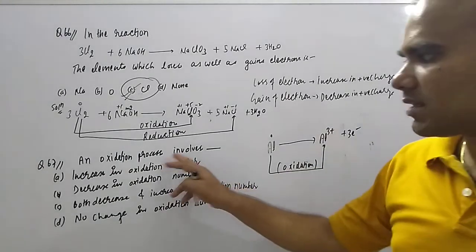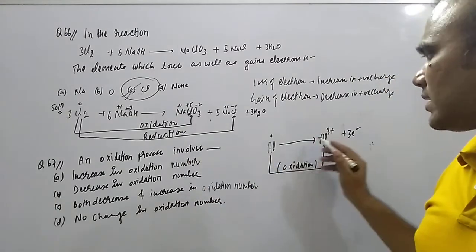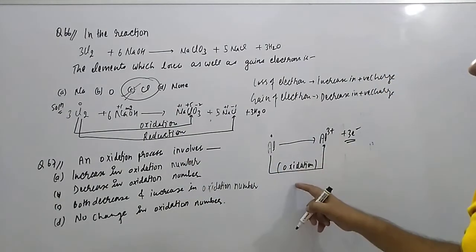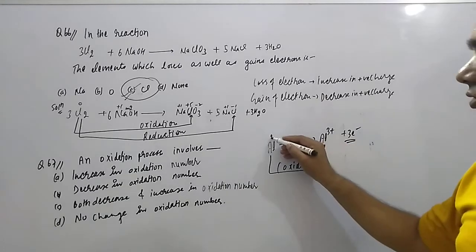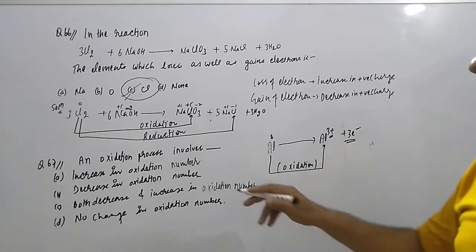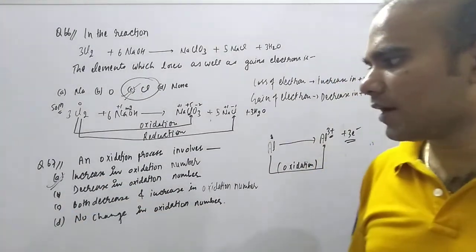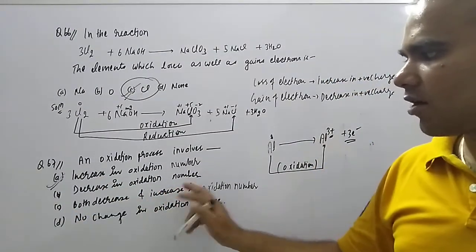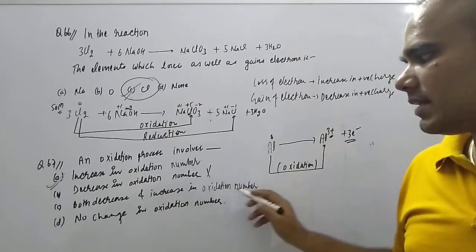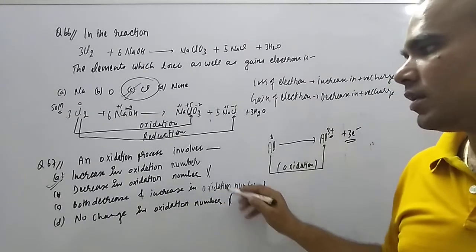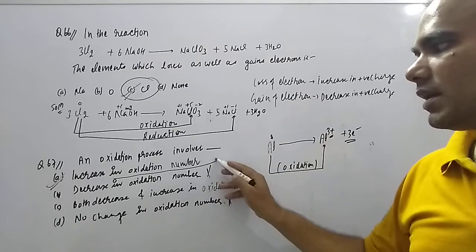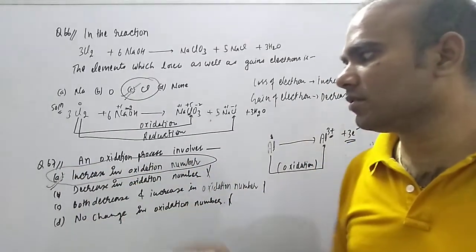So an oxidation process involved is loss of electron, you can say, or increase in oxidation number, 0 oxidation number to 3 oxidation number. So the correct option is increase in oxidation number. The correct option will be option number 1. Decrease in oxidation number, wrong. Both increase and decrease, wrong. No change, no. Increase in oxidation number is the oxidation process.